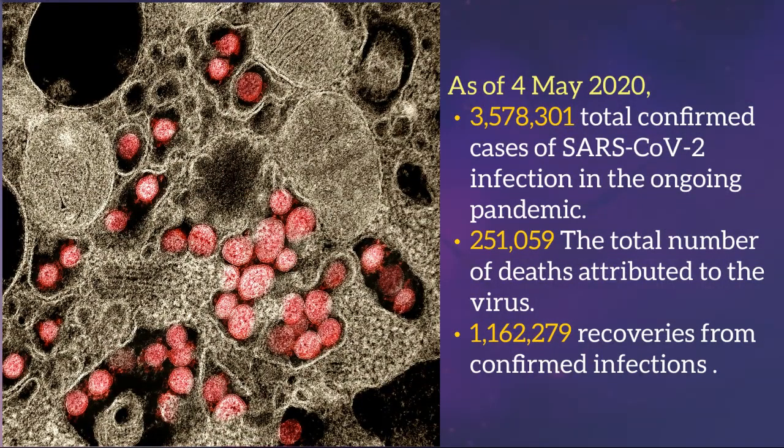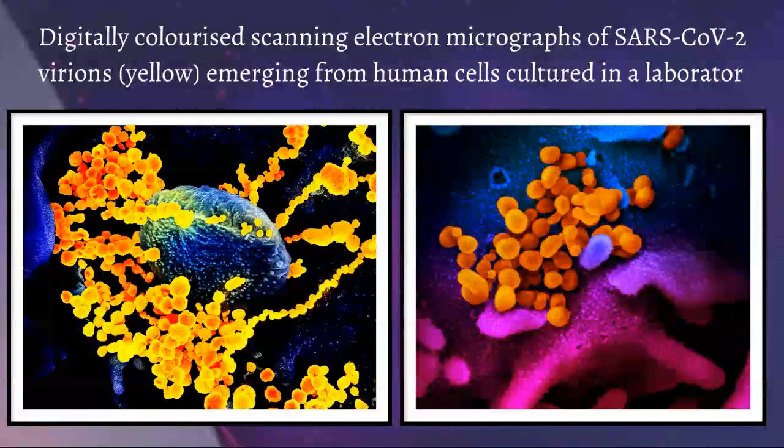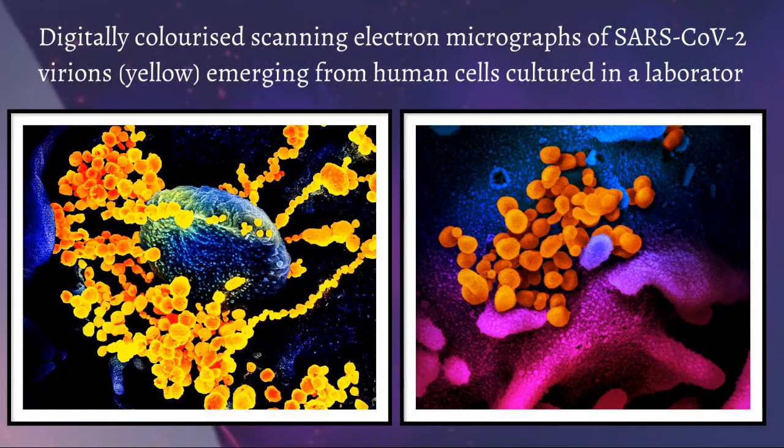Till the 4th of May, more than 3.5 million were confirmed to have the virus, with 2050 total deaths, and more than 1 million confirmed cured from this infection. Here is a picture of the virus in human culture in the lab, taken by electron microscope. The yellow is the virus.